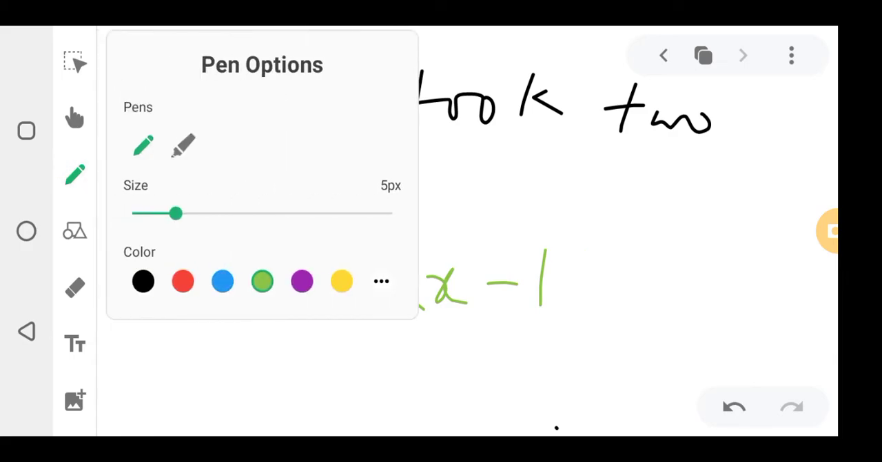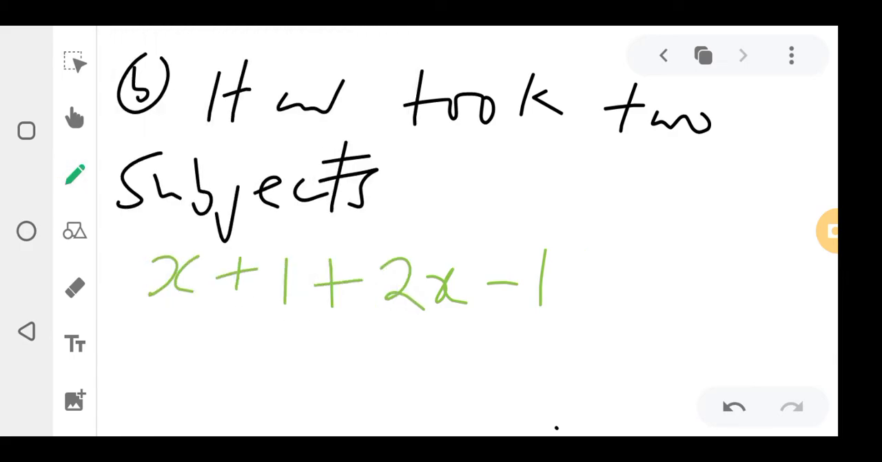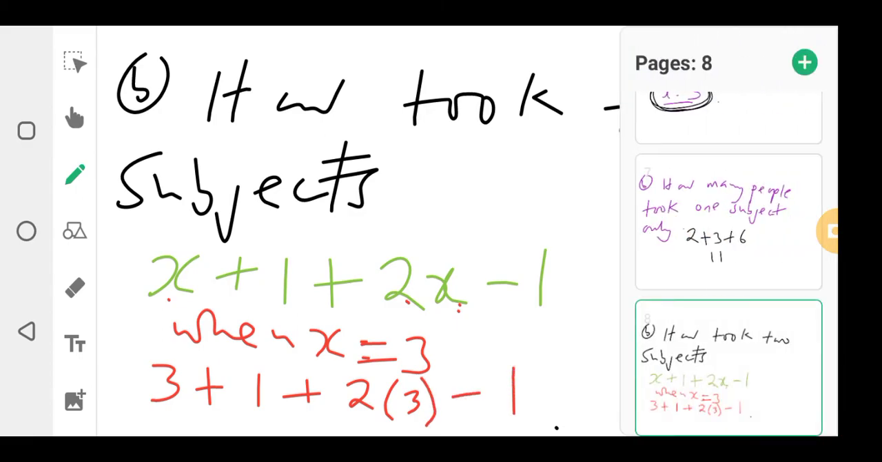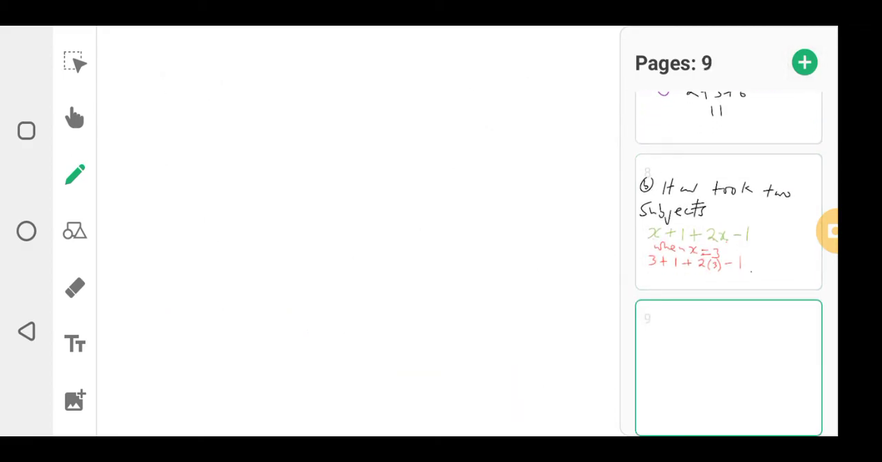But you already know what x is, eh? We calculated x in the first calculation. You remember, x is equal to 3. So where is x here, I'll put 3 plus 1 plus 2, open bracket 3. 2x means 2 times x, so 2 times 3 minus 1. Are you understanding? So what do you have, guys?